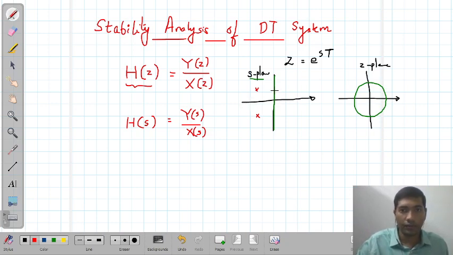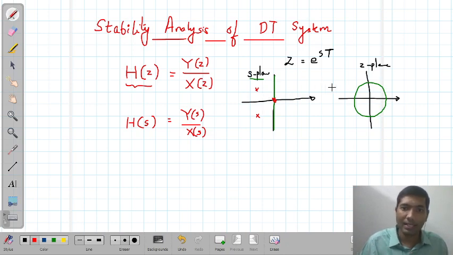If there is a pole on the imaginary axis, it needs to be a simple pole for the system to be stable. If there are multiple poles on the imaginary axis, then that system is unstable. If there is a complex conjugate pair, that is also a stable system. If there is a multiple complex conjugate pole on the imaginary axis, then that is also unstable.